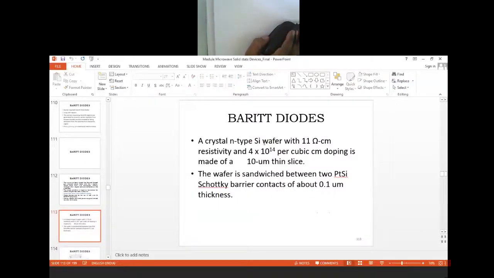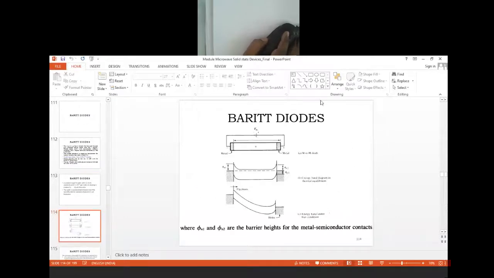So it can be made of silicon, or you can consider the crystal of an N-type silicon wafer with dopant, and this wafer is sandwiched between two silicon Schottky barrier contacts, about 0.1 micrometer thickness. Generally we call this the barrier diode. We have a metal contact, whichever material we are using. This one is metal, N, metal, N type. This one is a barrier diode.